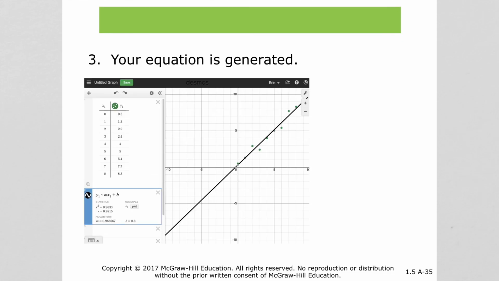When you do that, see how I've typed it in right here? Then you get values for m and b. And so the equation of the line would be, going to 3 decimal places, 0.967x, because that's the slope, plus your y-intercept 0.3. And you can see they've graphed it for you, and that is the line that as close as possible goes through those points. So that is the end of section 1.5.